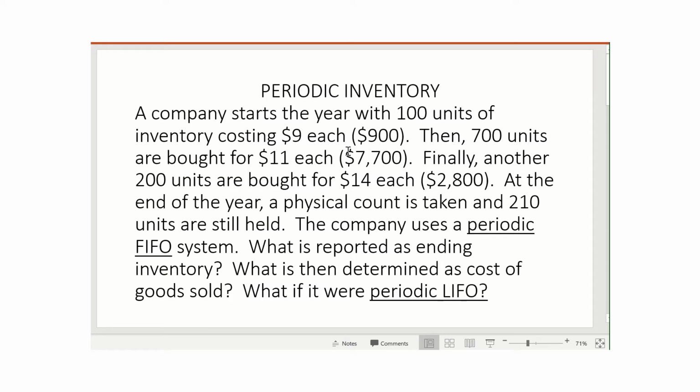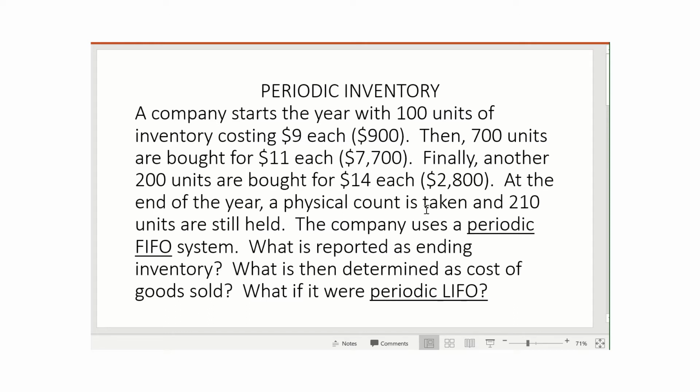So here's the question you probably have seen. A company starts the year with 100 units of inventory costing $9 each. That's $900. And then 700 units are bought for $11 each. That's $7,700. And then finally another 200 units are bought for $14 each, $2,800. Nothing unusual at all about that.